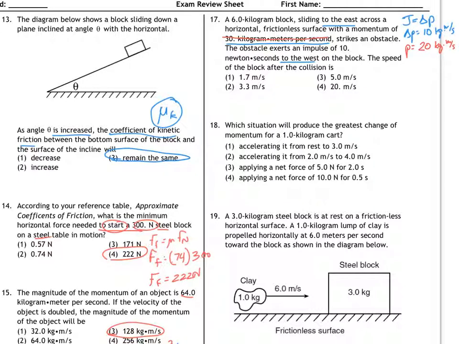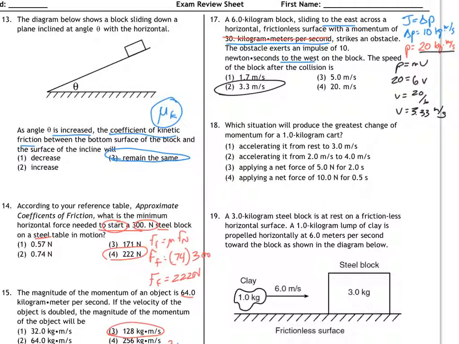Now they do want to know the speed of the block after the collision. So we're going to rely on our trusty old equation, which states that p equals mv. The actual momentum after the collision, as we said, is 20. So I'm going to put a 20 here, and we know that the mass of the block is 6, and we're looking for its speed. So the speed will be 20 over 6, or 3 and 1/3 meters per second.